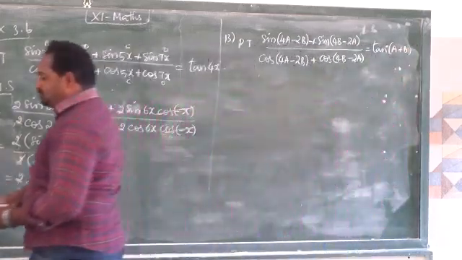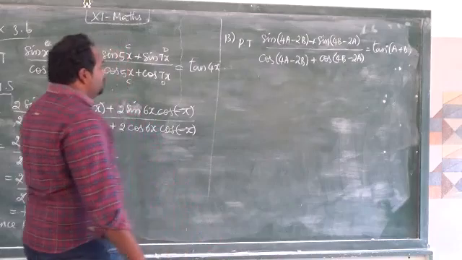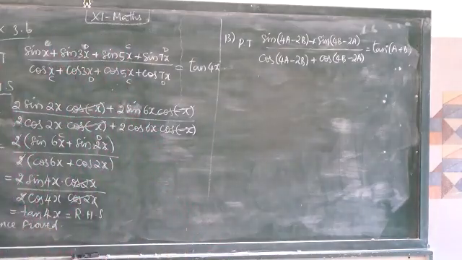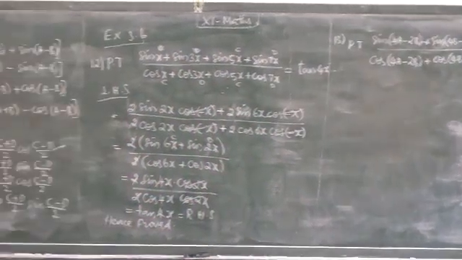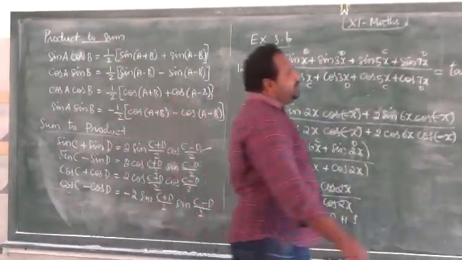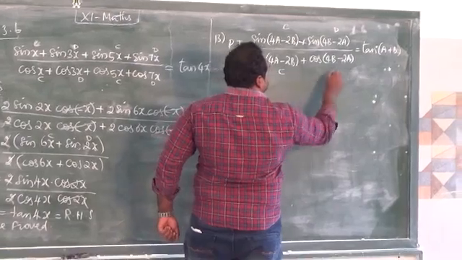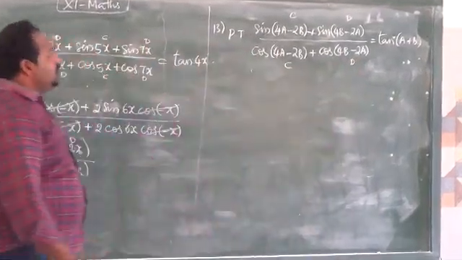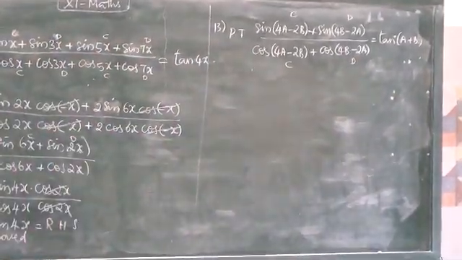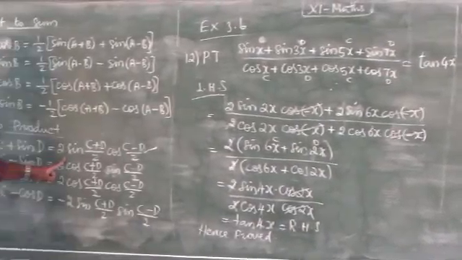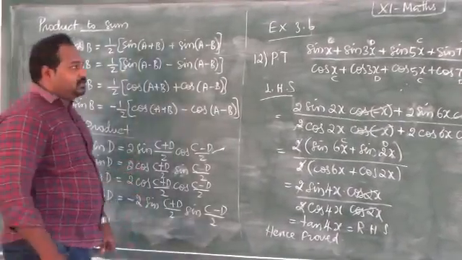So here also we are going to use the sum to product identity. Here first sin(4a minus 2b) I am going to consider C, and this is D. Same like that in the denominator, this is C, this is D. Sin C plus sin D formula is 2 sin (C plus D)/2 cos (C minus D)/2.